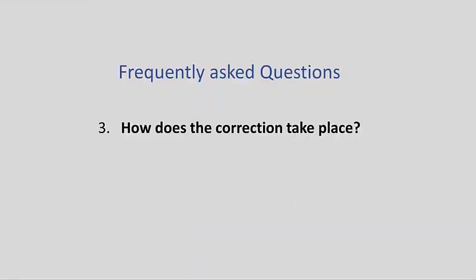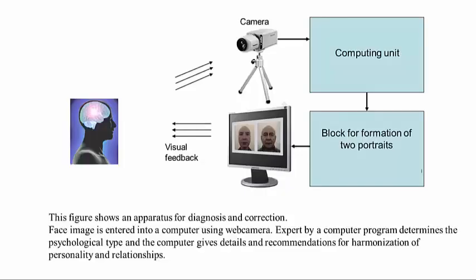Frequently asked questions 3. How does the correction take place? Video computer psychocorrection is based on visual and auditory feedback. A person sits down in front of the camera and the image of his face is entered into the computer. The computer synthesizes two new human faces. One face has two right-hand halves and the other has two left-hand halves. In these portraits, subconscious emotions are manifested, which can be very different from each other.